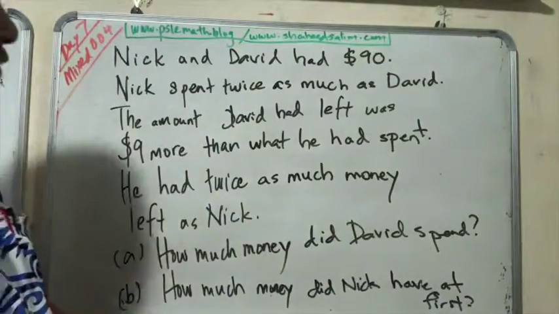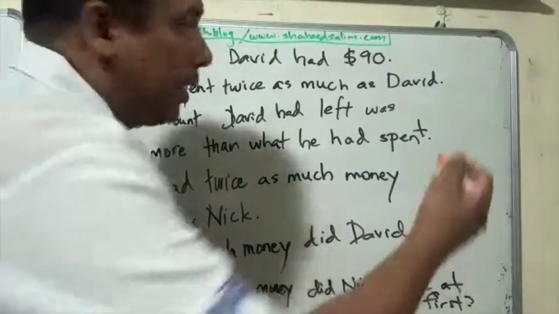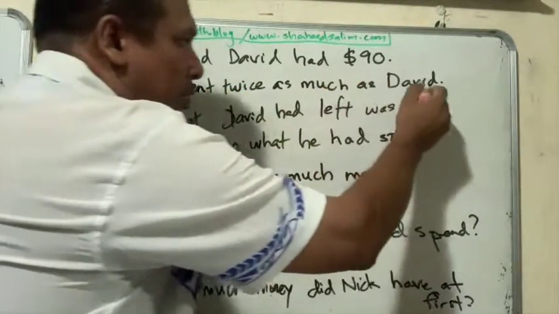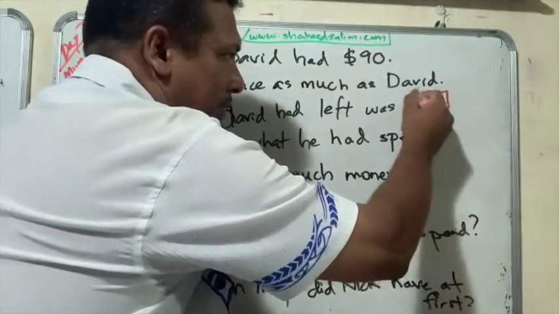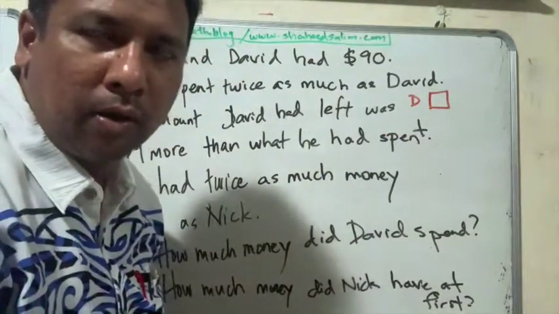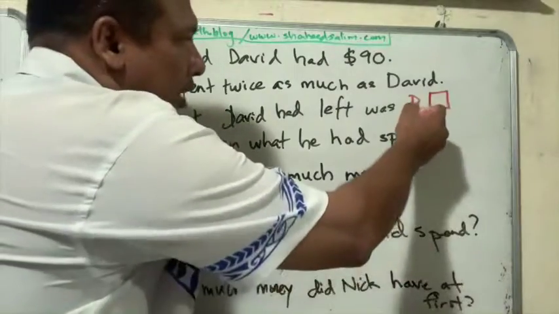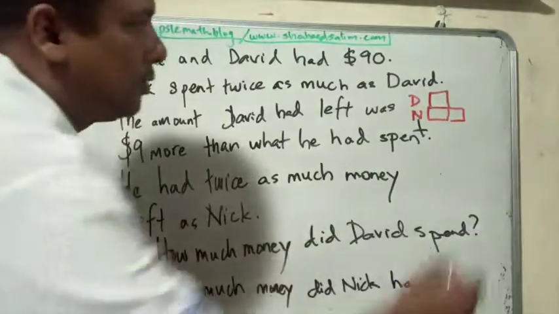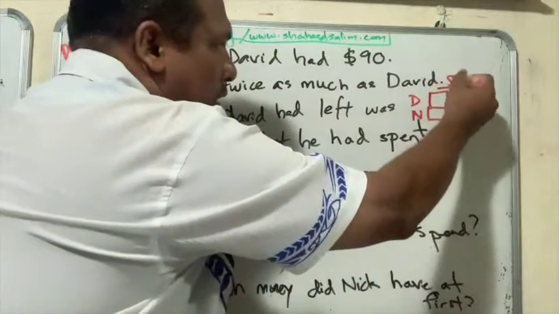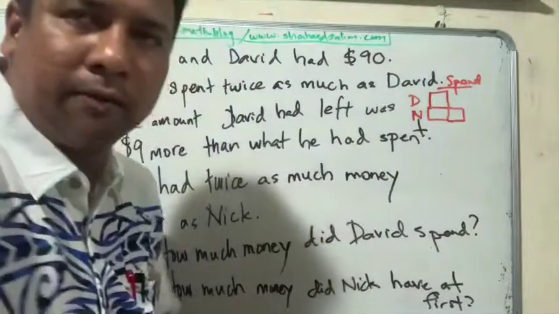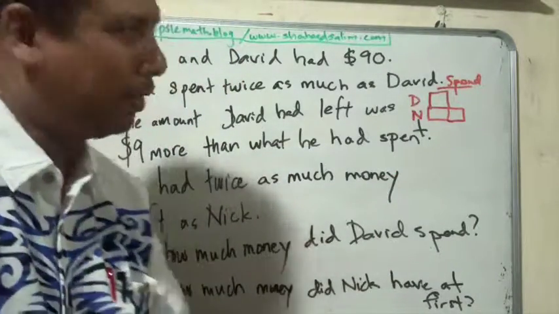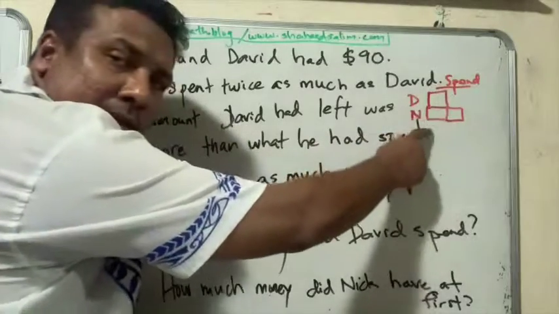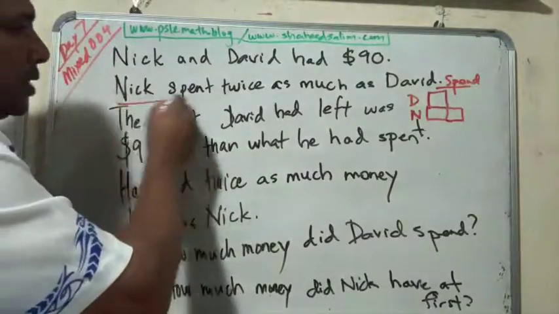So we can draw a model, alright, like this. Nick spent twice as much as David. So this can represent the expenditure for David. So Nick spent twice, so we draw two of this. Okay, this is for expenditure. What is the meaning of expenditure? Expenditure is spending. Alright, so I put the word spend there. So this particular model is based on this sentence.